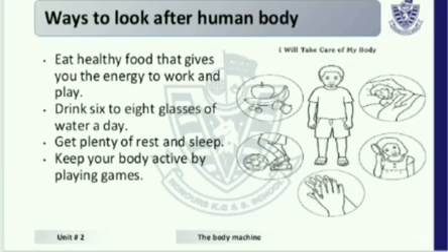Ways to look after human body. Eat healthy food that gives you the energy to work and play. Drink 6 to 8 glasses of water a day. Get plenty of rest and sleep. Keep your body active by playing games. Brush your hair. Cut your nails properly.